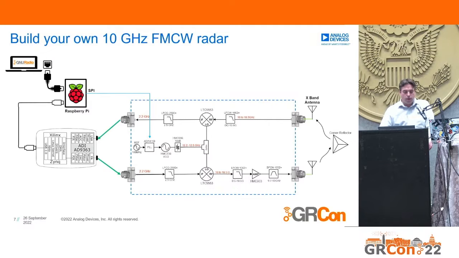Most important is the frequency ramping synthesizer in here, the ADF4159 with an external VCO, some attenuators, splitters, mixers, filters, and also a power amplifier. That all is controlled by a single Raspberry Pi as a control bridge, and that Raspberry Pi connects to your PC running GNU Radio Companion over a network interface.